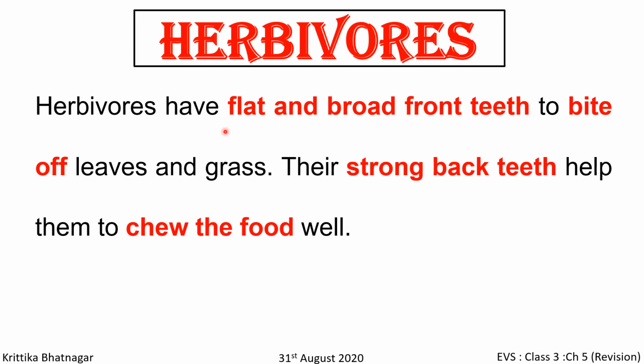Herbivores. Herbivores have flat and broad front teeth to bite off leaves and grass. Their strong back teeth help them to chew the food well.